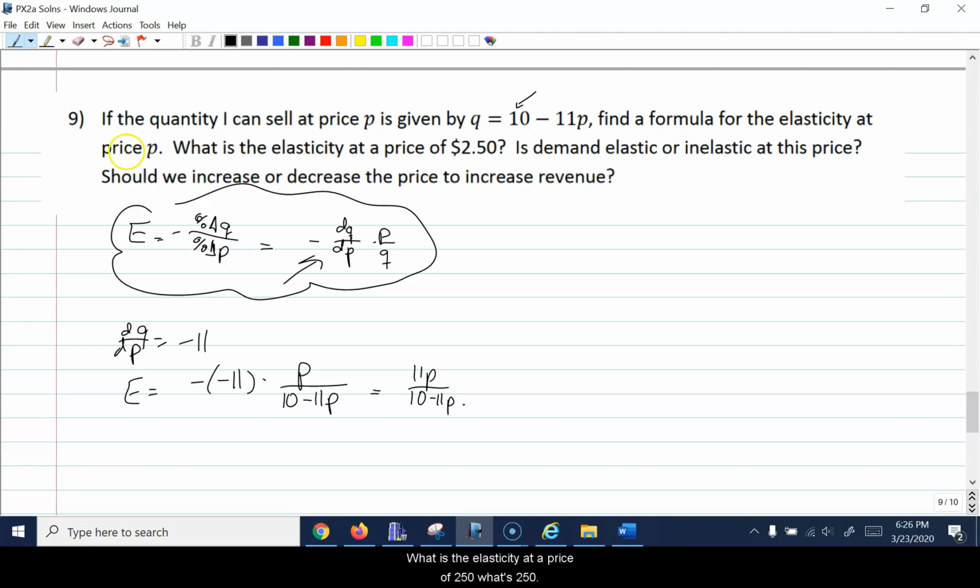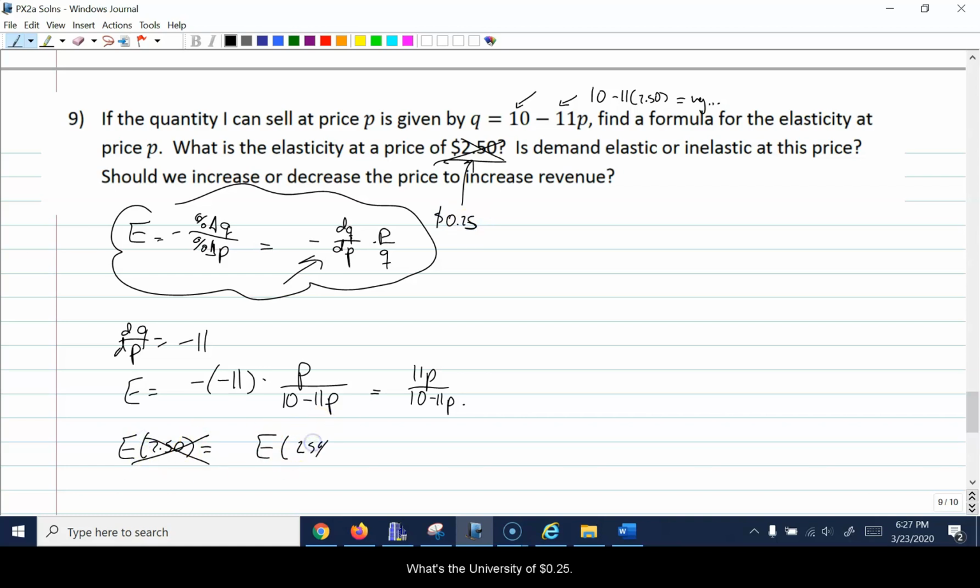What is the elasticity at a price of 250? What's E of 250? Oh, I think this problem was broken. Sorry, this is a price at which demand goes negative. 10 minus 11 times 250 is a negative number, so the problem doesn't make any sense with 250. Let's change the problem so it says 25 cents. Sorry about that.